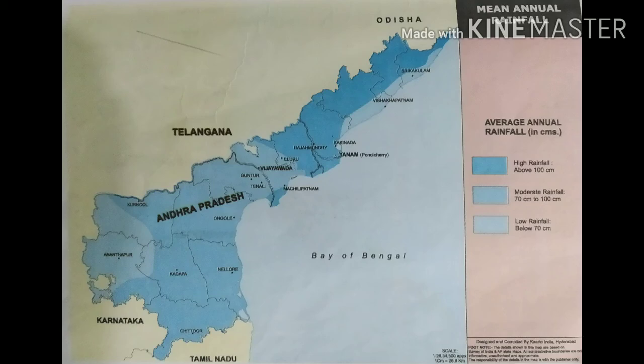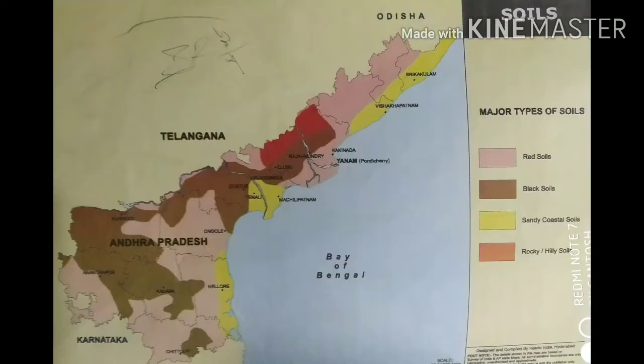Here, the highest rainfall we can see mainly in Srikakulam, Vizianagaram, Visakhapatnam, East and West Godavari, and Krishna. Moderate rainfall we can see in Guntur, Prakasam, Nellore, and Chittoor, and the lowest rainfall we can see mainly in Anantapur. Look at the soils. There are 4 major types of soils in AP: red soil, black soil, sandy soil, and rocky soil. Red soil is a major part of Andhra Pradesh. Black soil we can see in Anantapur, Kurnool, and some places of Guntur, East and West Godavari. And sandy soil we can see in coastal areas only.